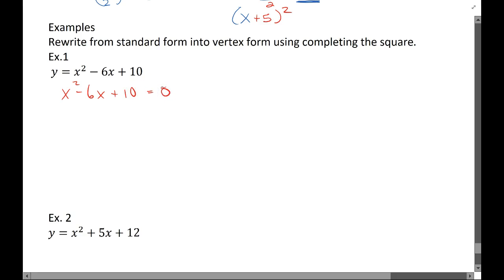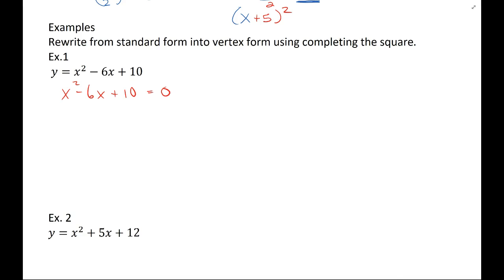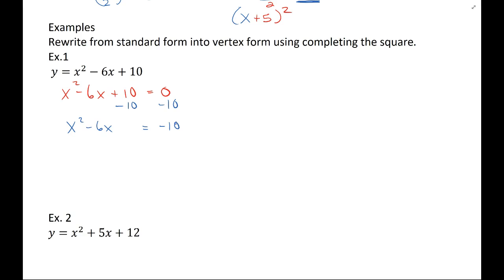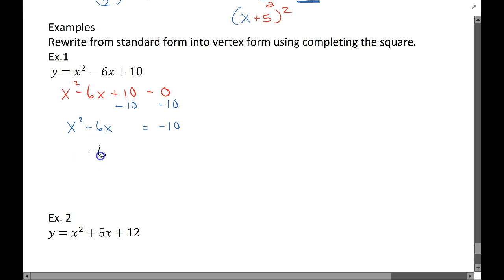Now 10 does not come from half of 6 squared, so we want to get rid of the 10. We can do that using subtraction since it's positive. And so we get x squared minus 6x equals negative 10. So now here's where we want to do like the previous problems. Take your b value, which is 6, or negative 6. So negative 6 divided by 2 squared gives us negative 3 squared, which is 9.